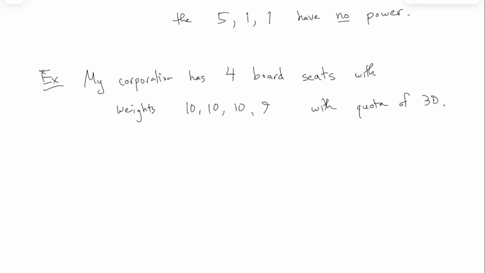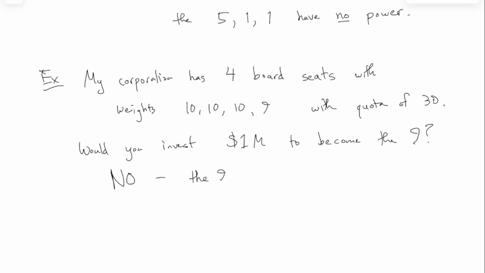So my corporation, you could ask some sort of realistic question like, would you invest $1 million to become the 9? The answer is no. Being the 9 is worthless in this system, right? In this case, the 9 has no power at all. The 10s each have kind of equal power here to get to 30, but the 9 is not capable of making it to 30, even though 9 is only 1 less than 10. On paper, it kind of looks like these are all kind of even, but they're actually not. All right? Strange but true.